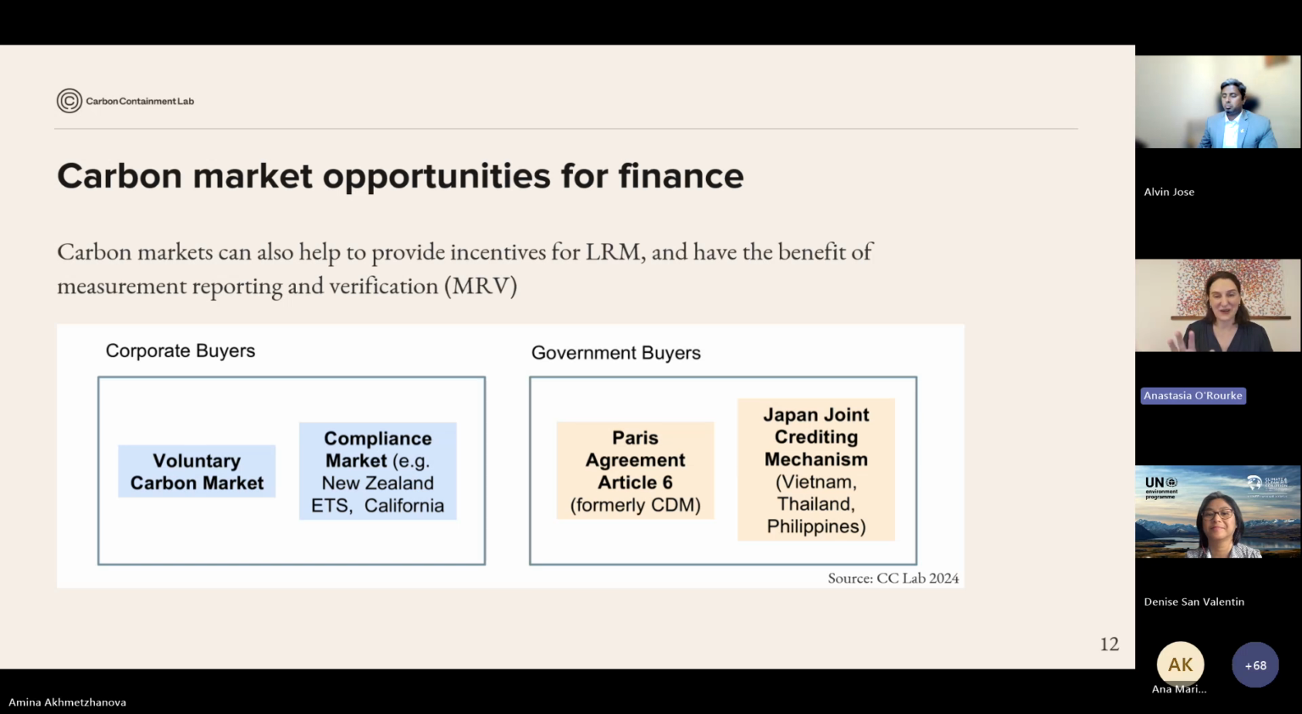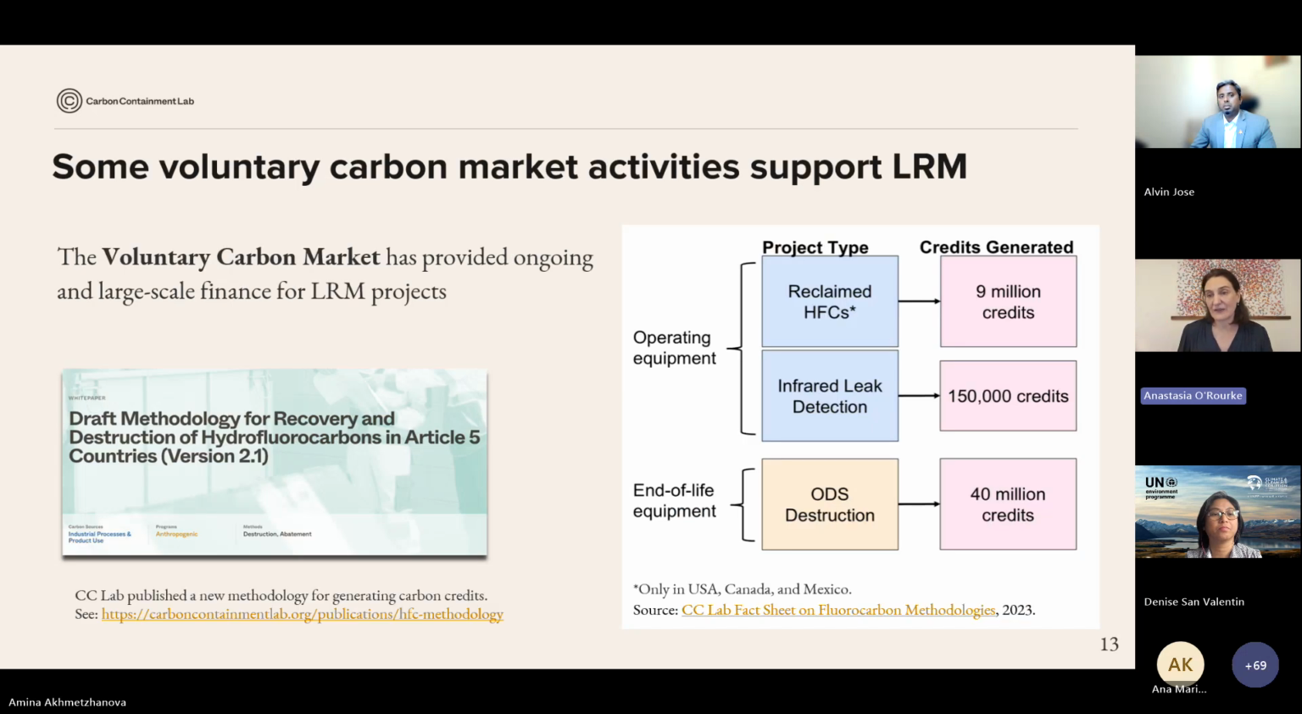There are several opportunities here, both in the voluntary compliance market, so for corporate buyers of carbon credits, as well as governmental buyers under Article 6 of the Paris Agreement and the Japan Joint Crediting Mechanism. There are already methodologies that touch on life cycle refrigerant management. Our lab wrote one of them, so very proud about that. There are some credits already being delivered here.